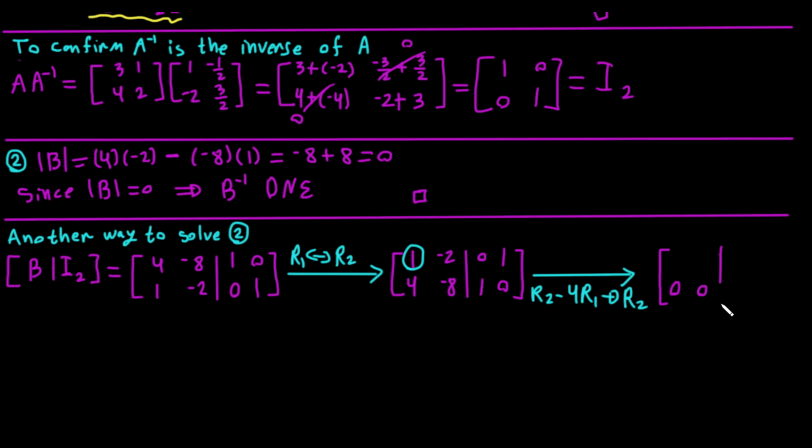So here we have 0. Here 1 minus 4 multiplied by 0, which is 0, so here it will be 1. 0 minus 4 multiplied by 1, which is 0 minus 4, which is -4. And this row remains the same: 1, -2, 0, 1.